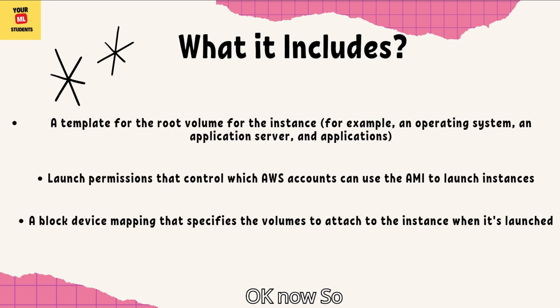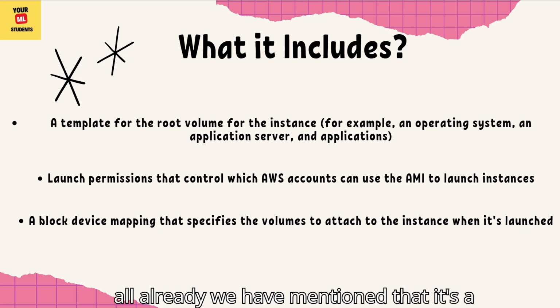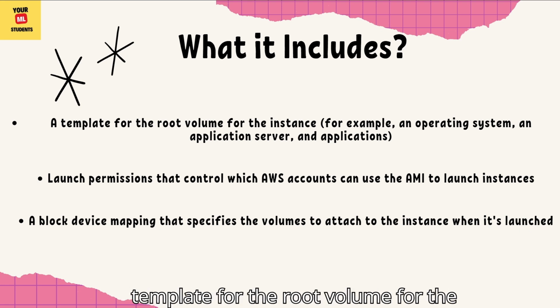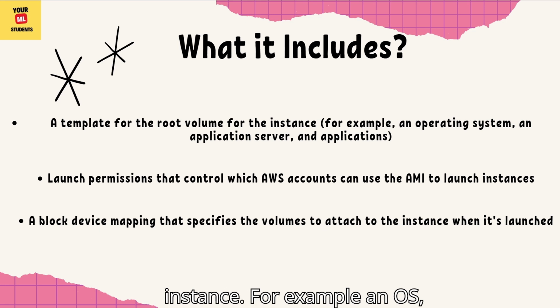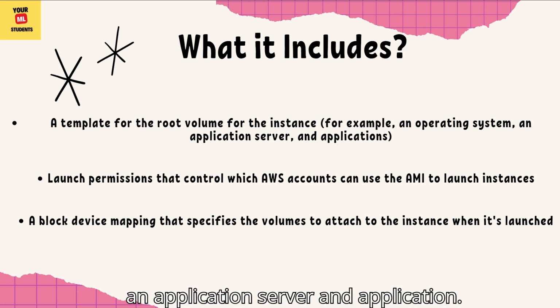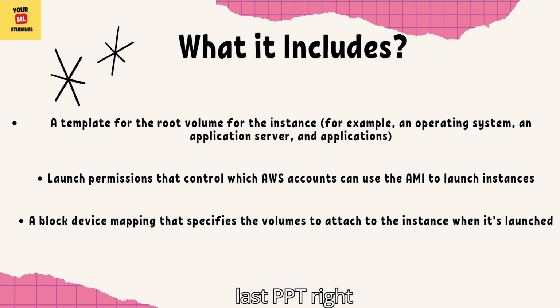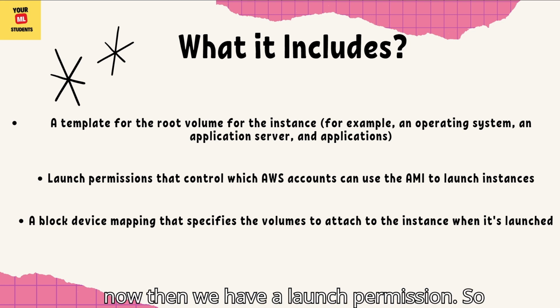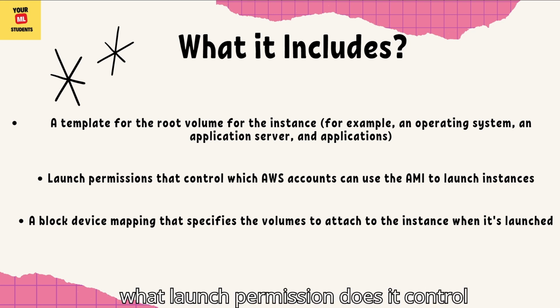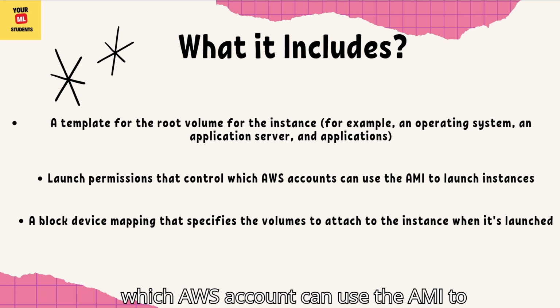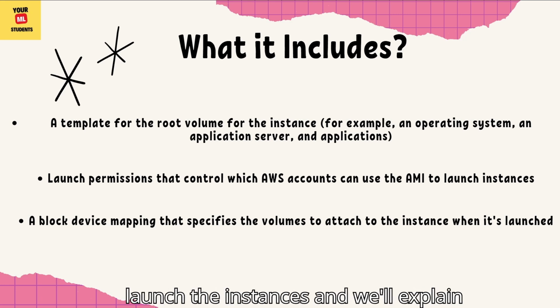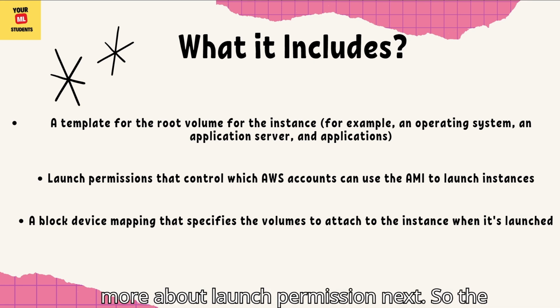Okay. Now, what does an AMI include? First of all, as already mentioned, it's a template for the root volume for the instance, for example an OS, an application server, and an application. The same example I gave you in the last PPT, right? Then we have launch permission. What launch permission does is control which AWS account can use the AMI to launch instances. And we'll explain more about launch permission next.